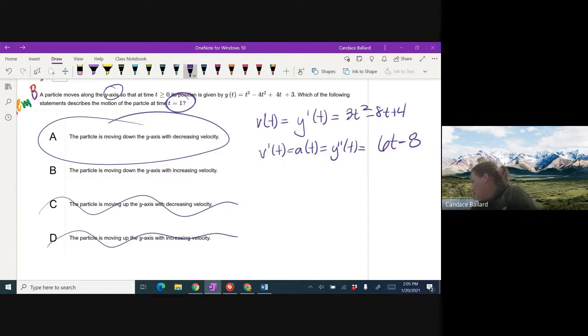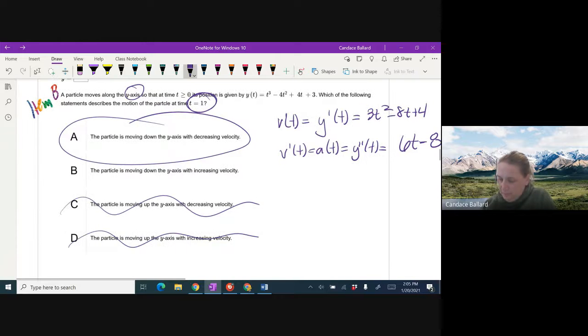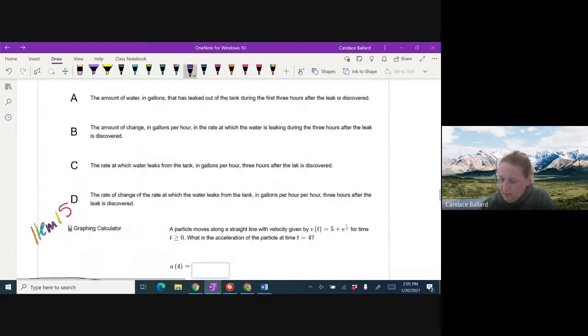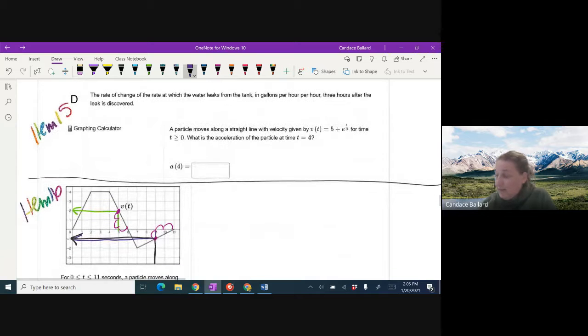All right, I took care of number 8. We're going to do 15 and 14, the next two I had on my list. Number 15 is a calculator problem. That was nice of them, wasn't it? It says a particle is moving along a straight line with velocity given by v of t equals 5 plus e to the t over 3. What is the acceleration of the particle at time t equals 4?